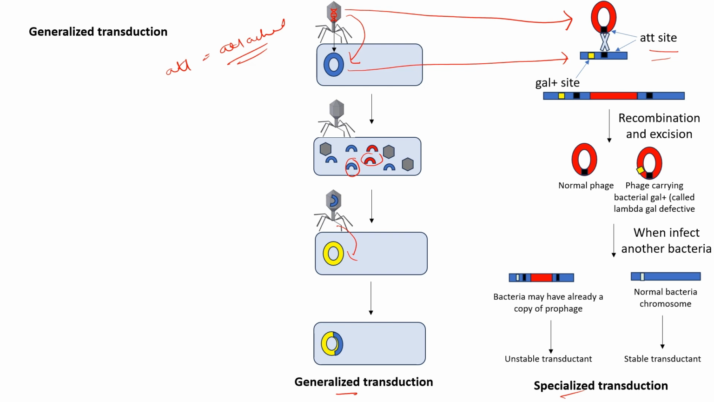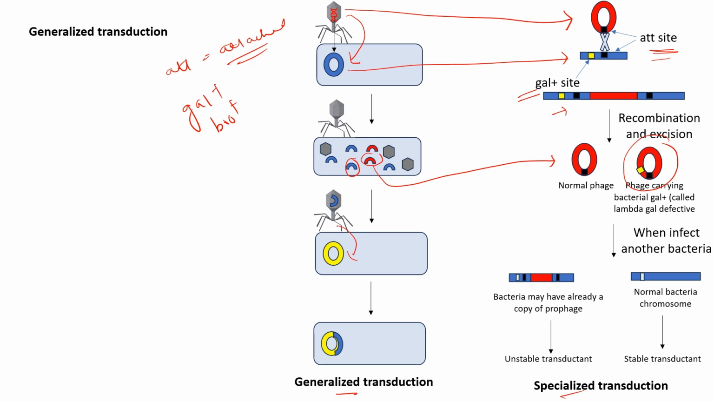And mostly in the close vicinity of the att site, two genes are present, galactose and biotin. These are the genes present near the att site. So now recombination and excision will happen. When the excision happens, it can get excised like this, as a normal phage DNA, or sometimes after excision it is an abnormal phage DNA. That means it has now packed the gal site, which is present in the bacterial DNA, this blue section.